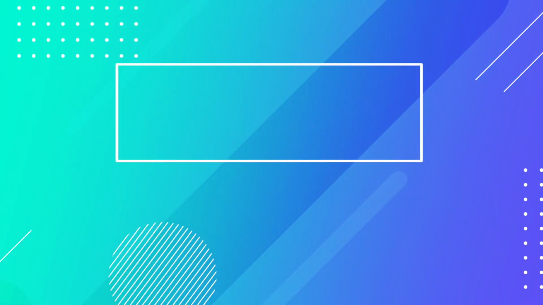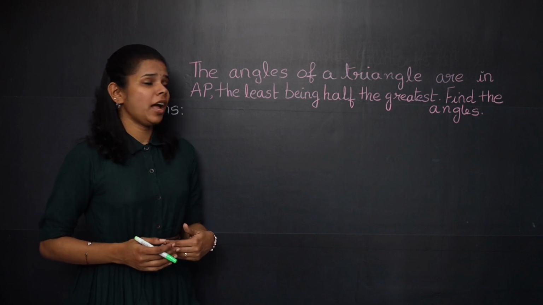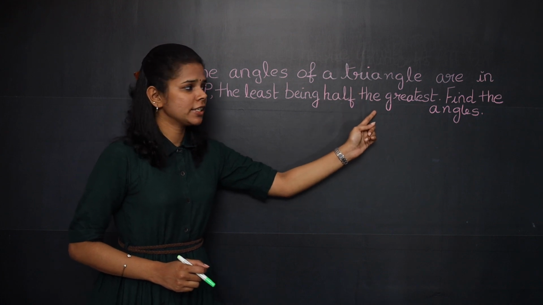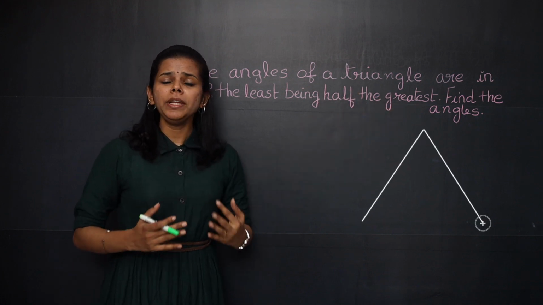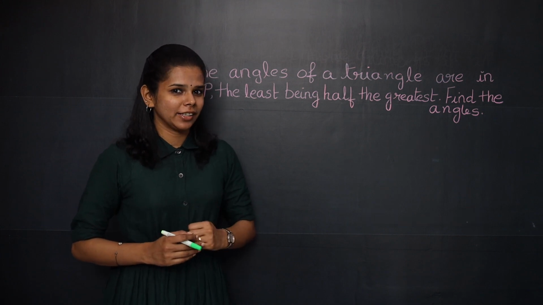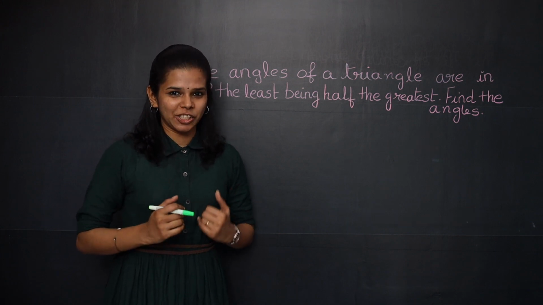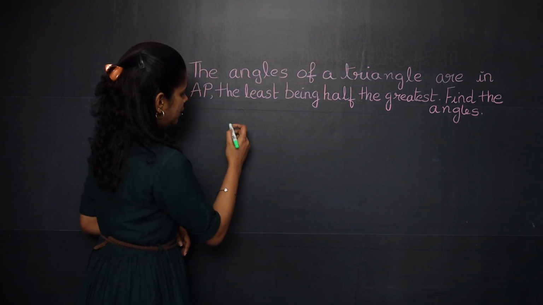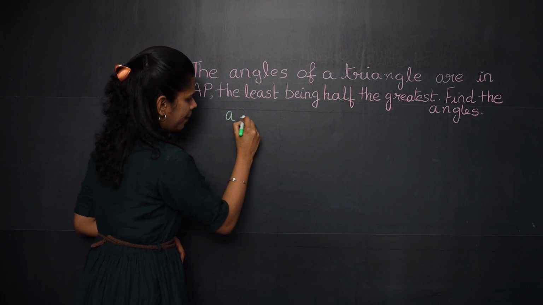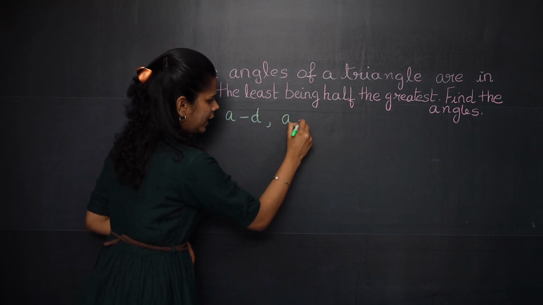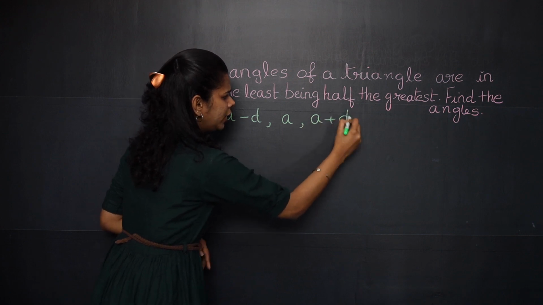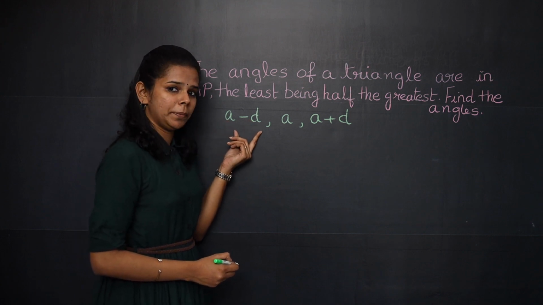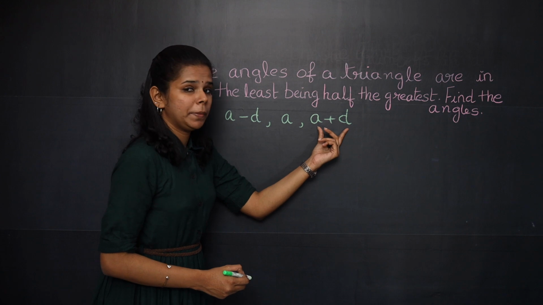Now let's move on to the next example. The angles of a triangle are in AP. The least being half the greatest, find the angles. So how many angles does a triangle have? 3 angles. So how will you take the terms? That's right. A minus D, A plus D. So we are going to take the angles as A minus D, A, A plus D. Can you tell me which is the least angle or the smallest angle? A minus D will be the smallest and A plus D will be the greatest.